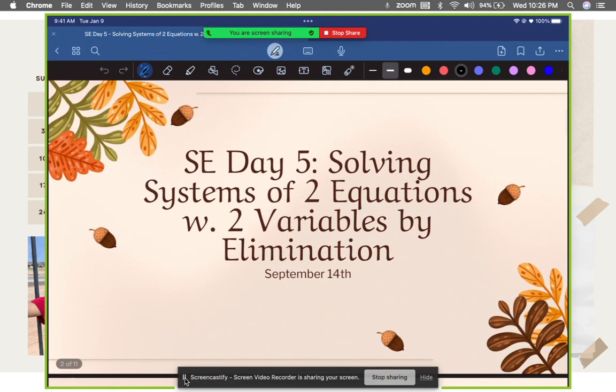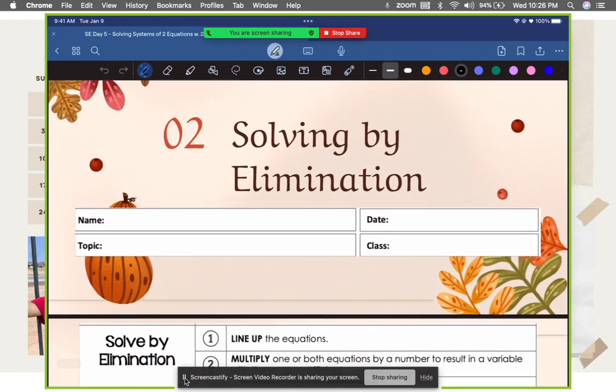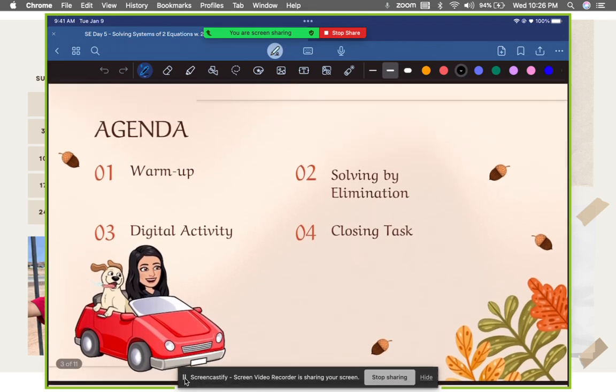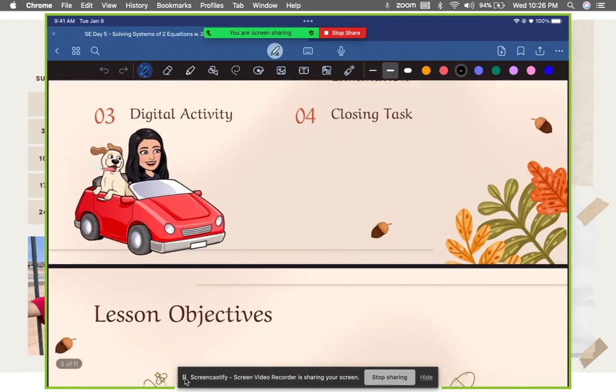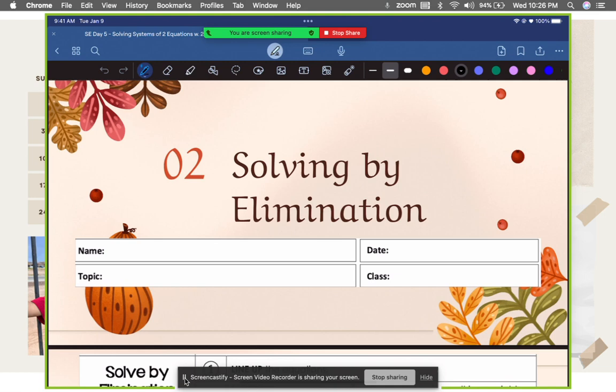If you're going to do me a favor, make sure that your notes have your title. Okay, so you're going to write your title here, but we'll write that in a second. We're going to go through the solving steps for elimination, and then you'll do an activity, okay? So let's go ahead and take a look at our title for today. If you'll go ahead and do me a favor, write your first and last name.